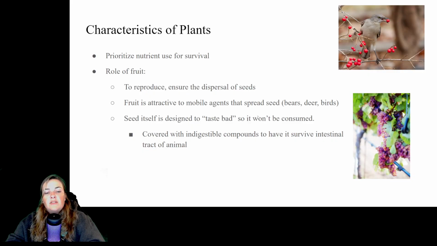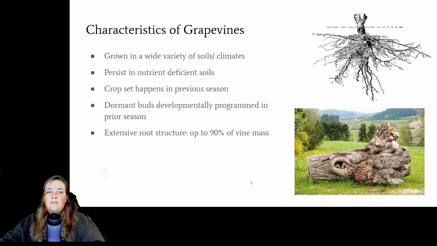The seed itself is engineered in such a way that's really bizarre and interesting, where the seed is coated with indigestible compounds. That way it's actually meant to go through the digestive tract of an animal and survive. And then once it's pooped out, right, it can be integrated into the soil, and then it will actually sprout from there. So that is how it spreads its genetics, which is pretty crazy.